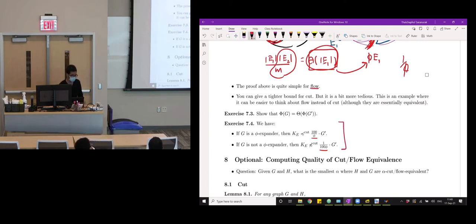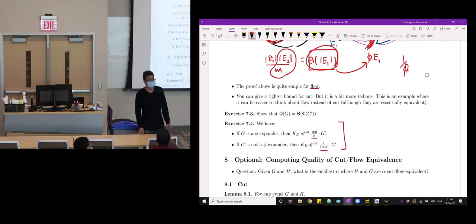But yeah, this is true for cut too, if you are careful. In the previous proof, we showed that 1/phi congestion will be at least needed. That is what we have shown in the previous proof, if G is not a phi expander.